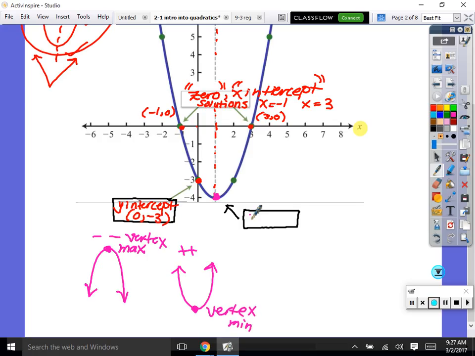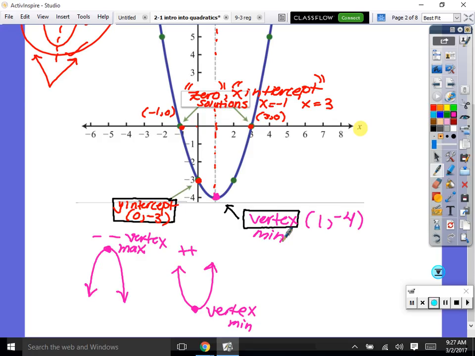So this is our vertex, and our vertex is at an xy point. Now let's figure out what xy point. Let's start at 0, 0. We're going over positive 1, down 4. So 1, negative 4 is our vertex, and it's a min value. So I want all of that information.